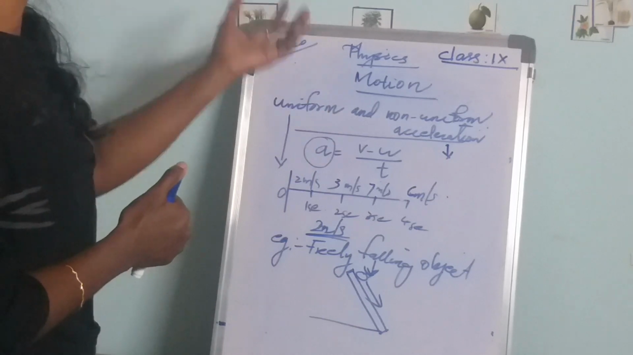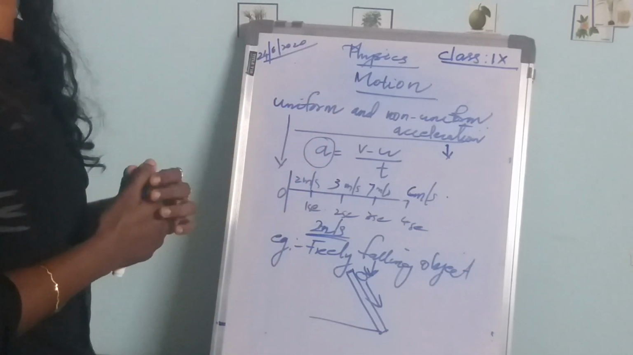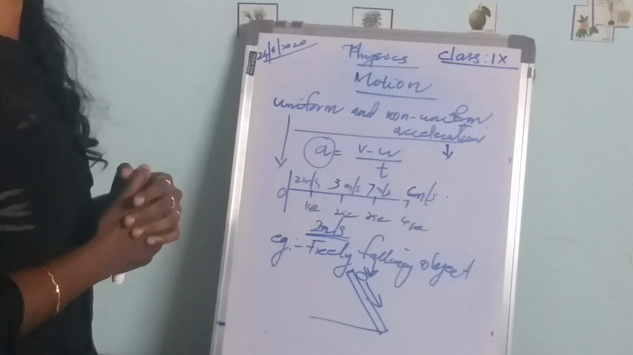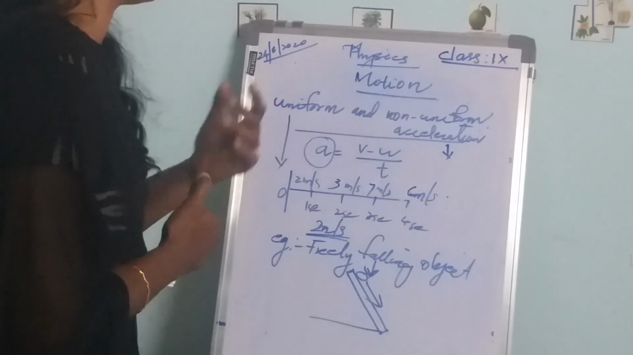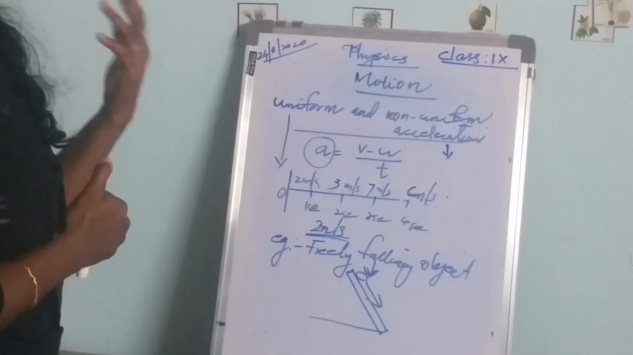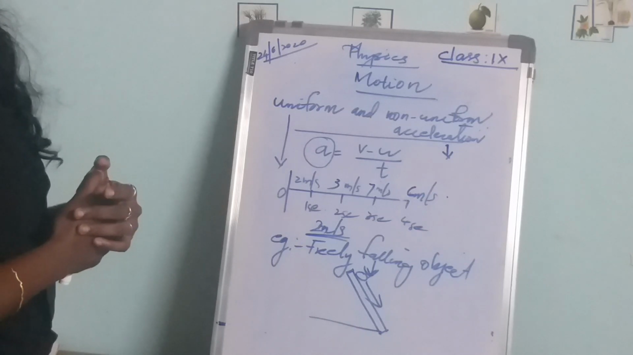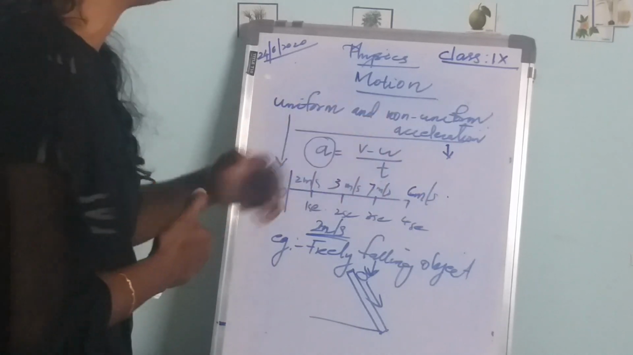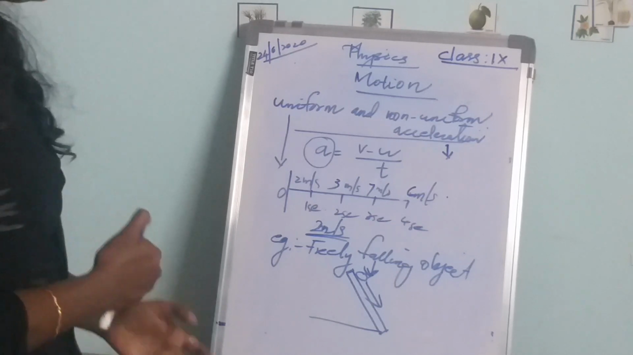Okay, that is the difference between uniform and non-uniform acceleration. If the velocity of an object changes by equal amounts in equal intervals of time, then that type of motion is called uniform acceleration. And if the velocity of an object changes by unequal amounts in equal intervals of time, then that object is said to be in non-uniform acceleration.